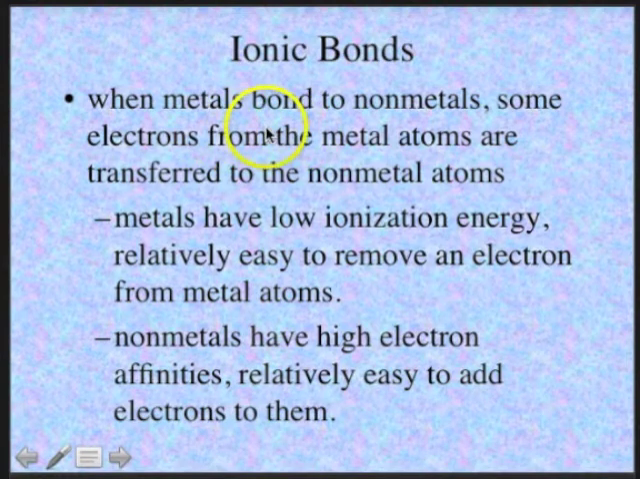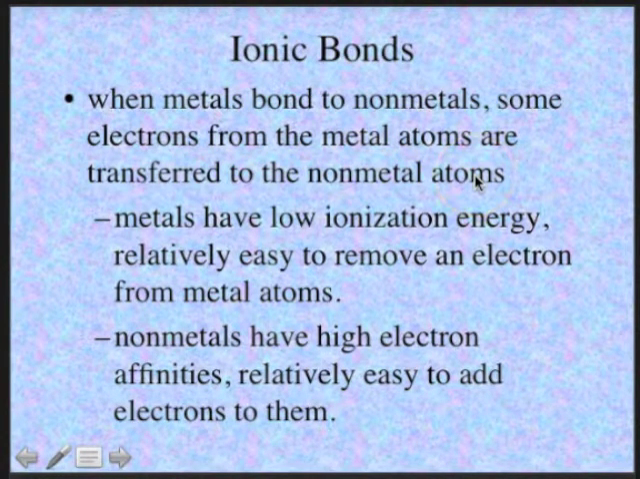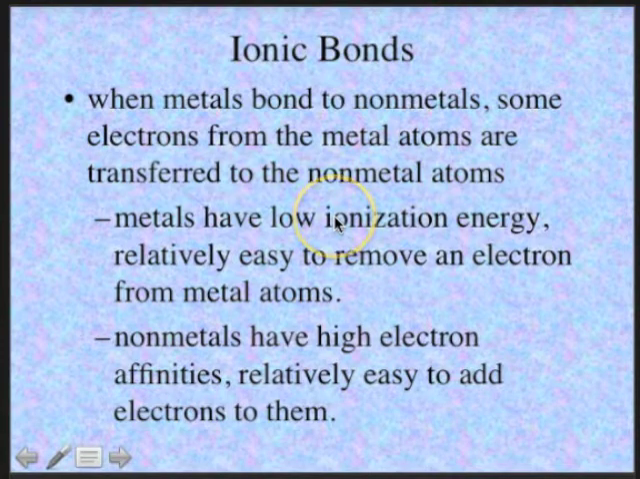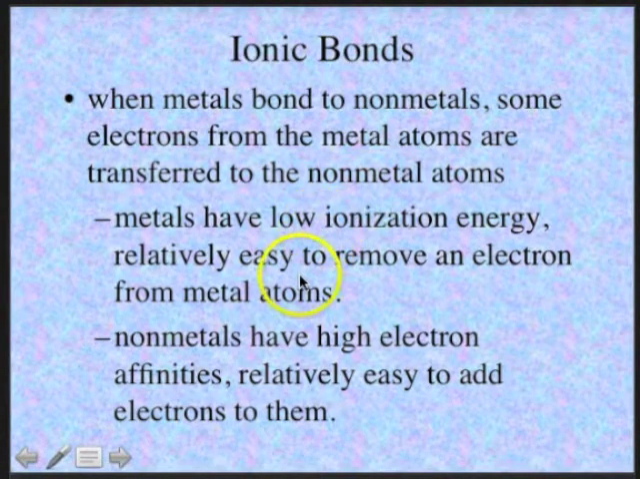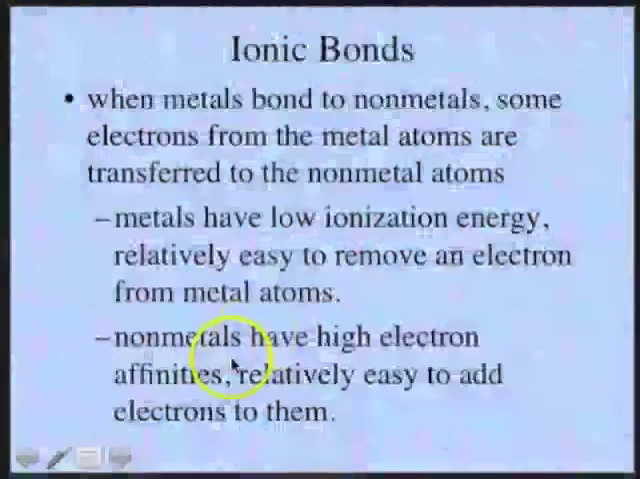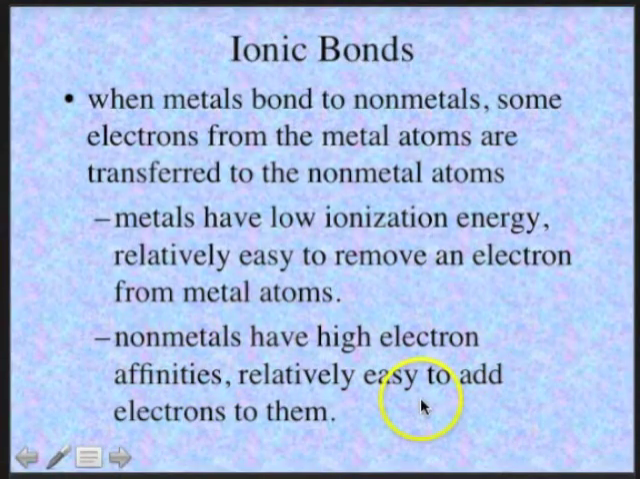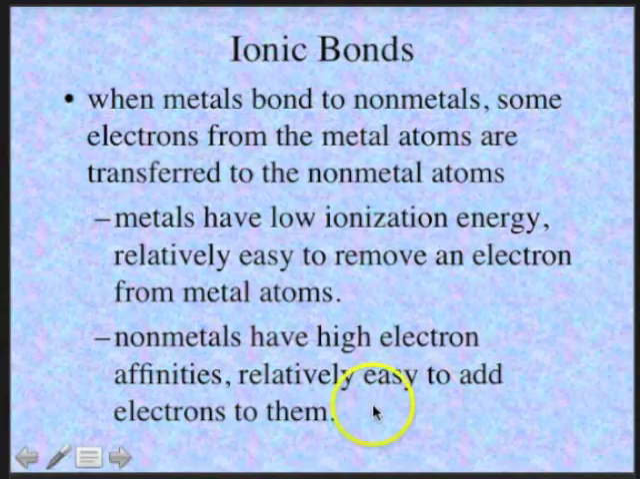Now when metals bond to nonmetals, some electrons from the metal atoms are transferred to the nonmetal atoms. Metals have low ionization energy, and it's relatively easy to remove an electron from metal atoms. Nonmetals have high electron affinity, and it's relatively easy to add electrons to them. Let's take a look at how sodium chloride is formed from its elements, sodium and chlorine gas.